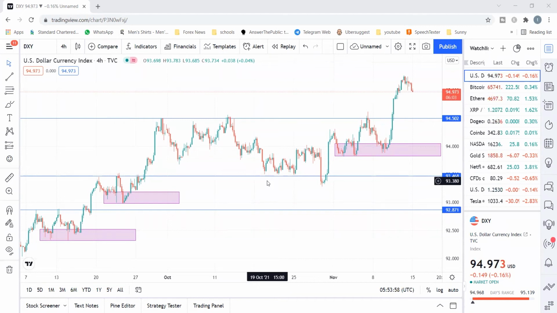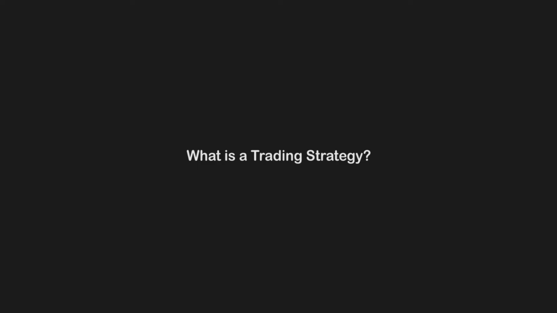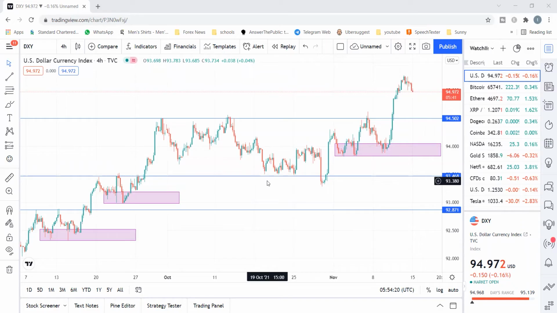What we're going to be discussing today is everything you need to know about trading strategies. I repeat, everything you need to know about trading strategies. First of all, what is a trading strategy? We need to understand that before we can proceed. A trading strategy is simply a method for entry and also exit. How do you enter the market and how do you exit the market?